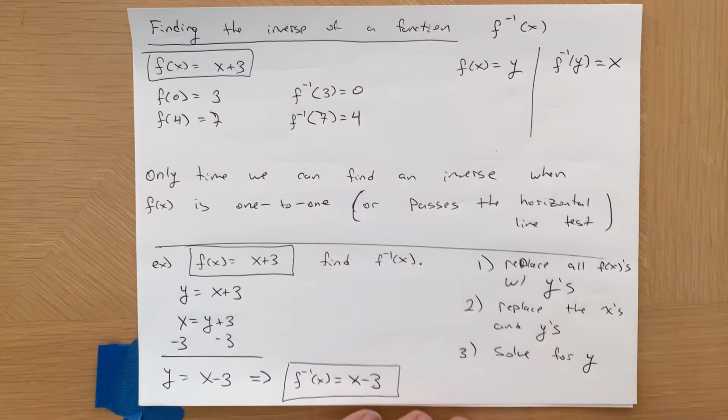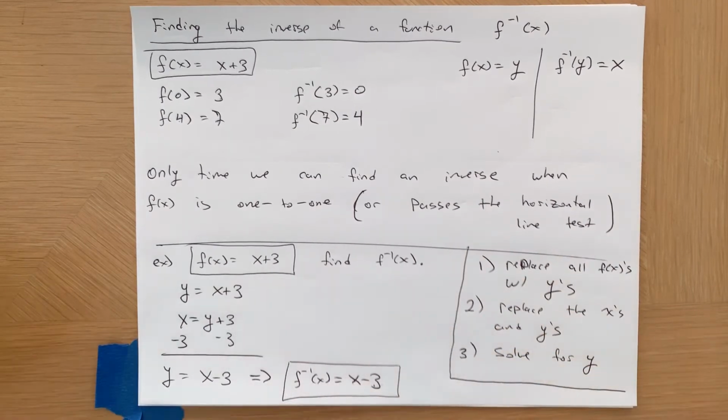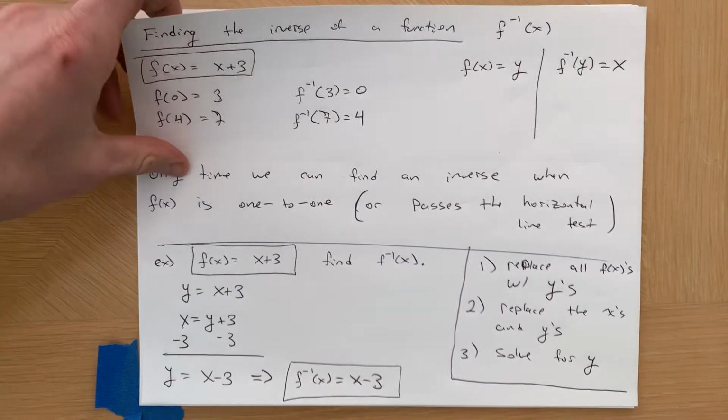But the main idea for finding the inverse is these 3 steps. So these 3 steps work for anything. And so we'll do a couple more examples that just increase in difficulty. But still, it's these same 3 steps over and over. Let's do the next example.